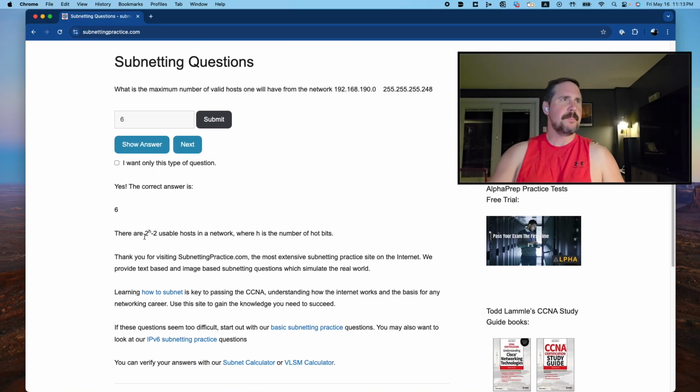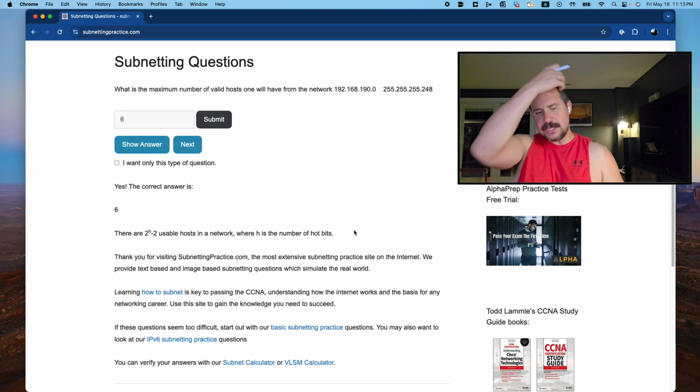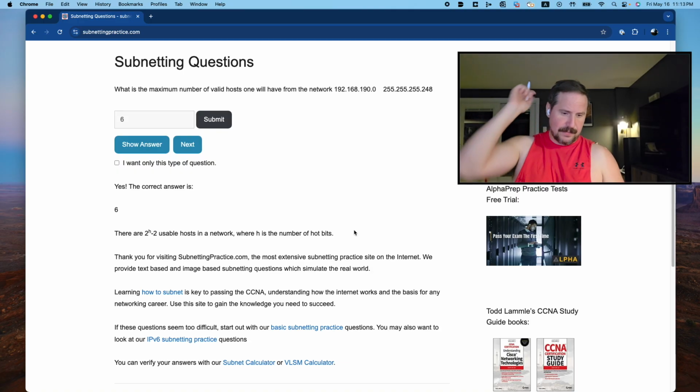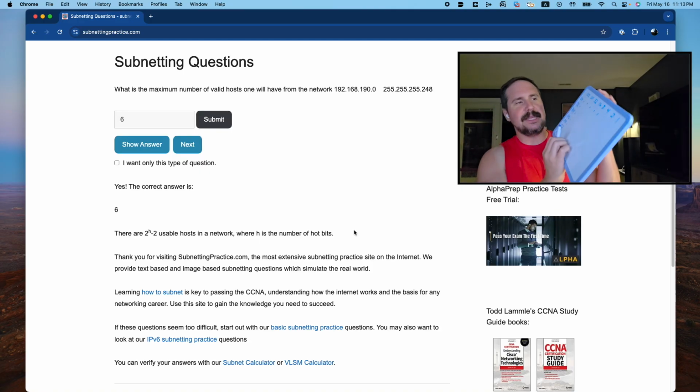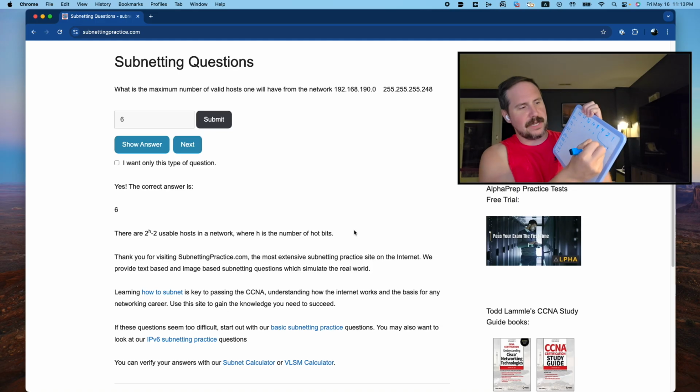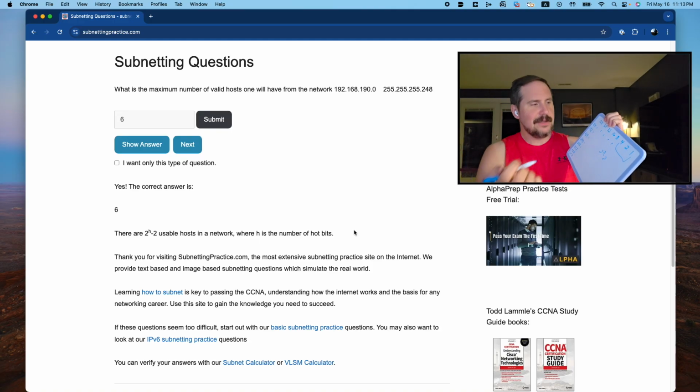So that's wonderful. All right, there are 2 to the h minus 2 usable hosts in a network where h is the number of host bits. How many host bits do we have? 1, 2, 3, 4, 5. That doesn't seem right. I think hot bits is host bits, which is probably 3. So 2 to the 3 minus 2. So 2 times 2 is 4 times 2 is 8, minus 2 is 6. So that's one way to get it.